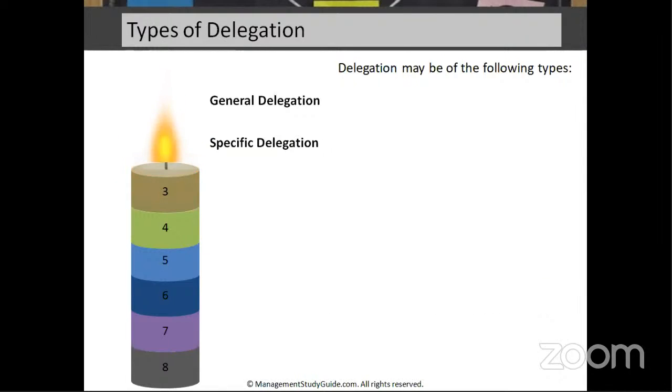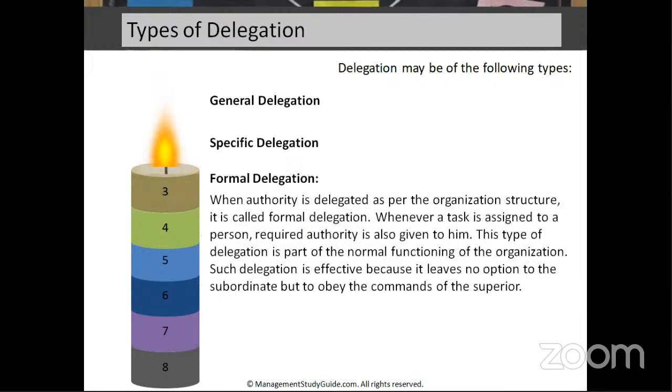Then we have number 3, formal delegation. When authority is delegated as per the organizational structure, it is called formal delegation. Whenever a task is assigned to a person, the required authority is given to him. This type of delegation is part of the normal functioning of the organization. Such delegation is effective because it leaves no option to the subordinate but to obey the commands of the superior.